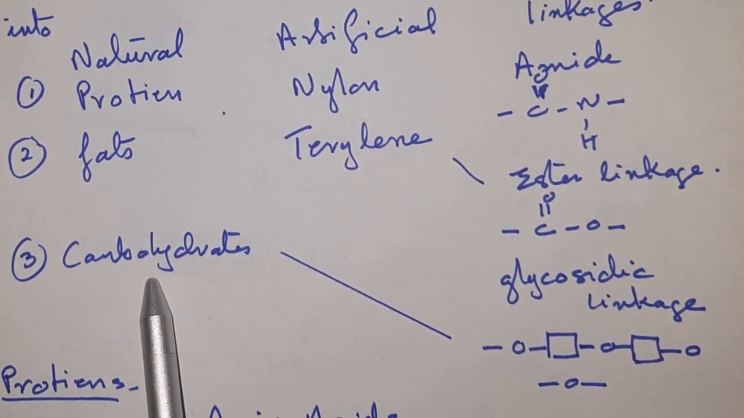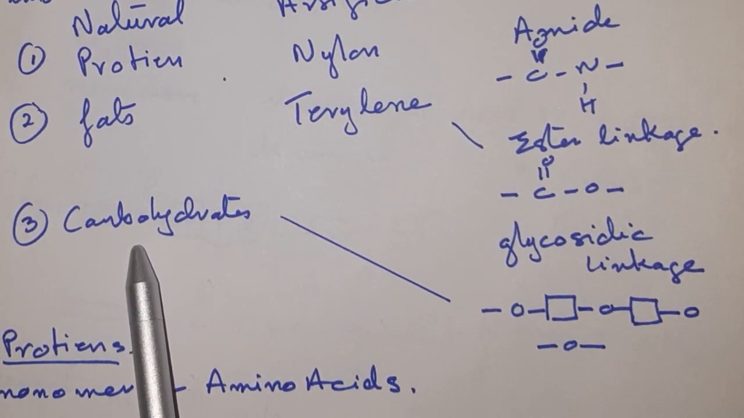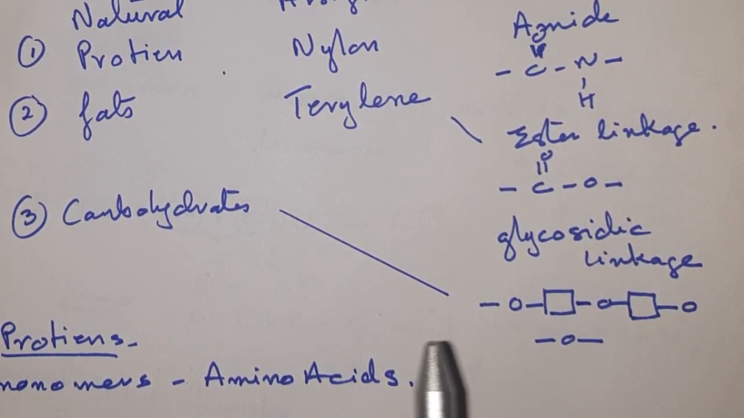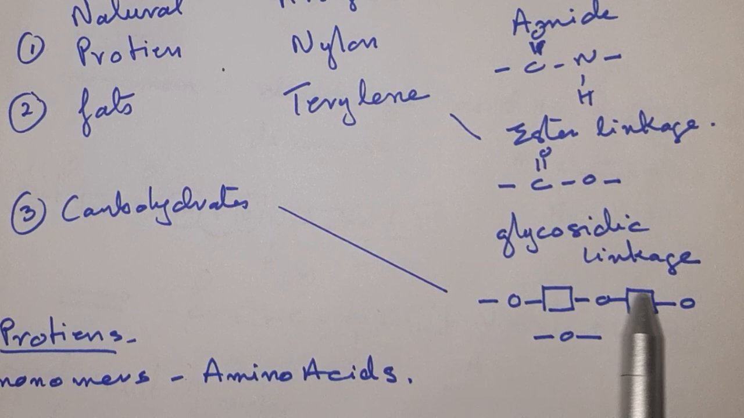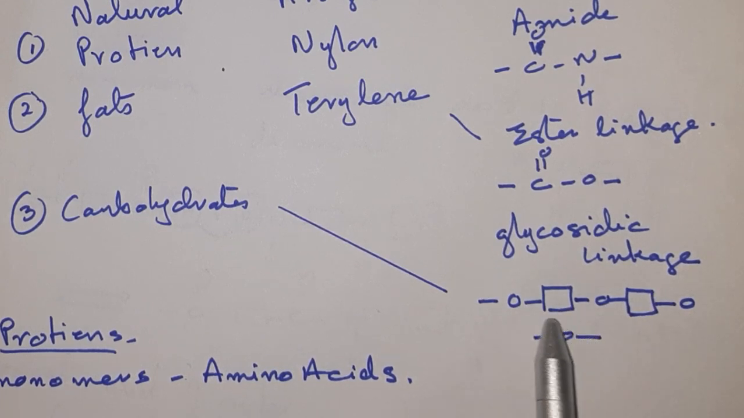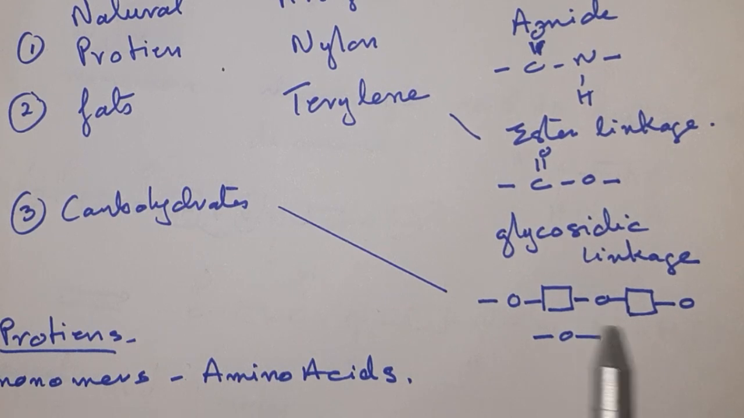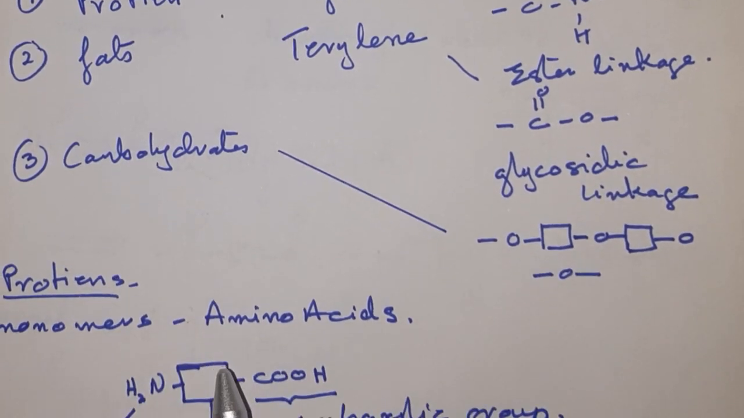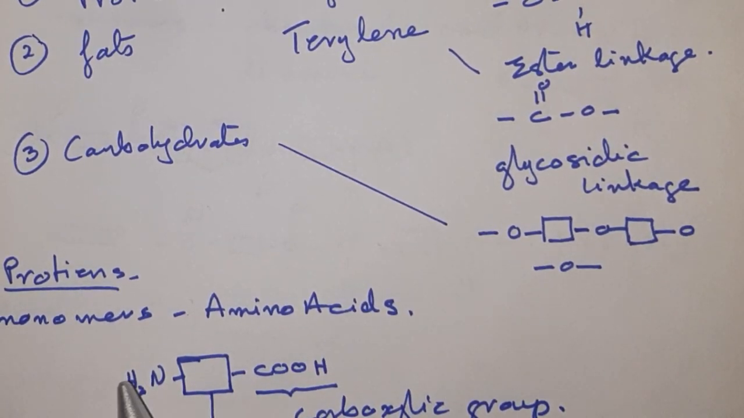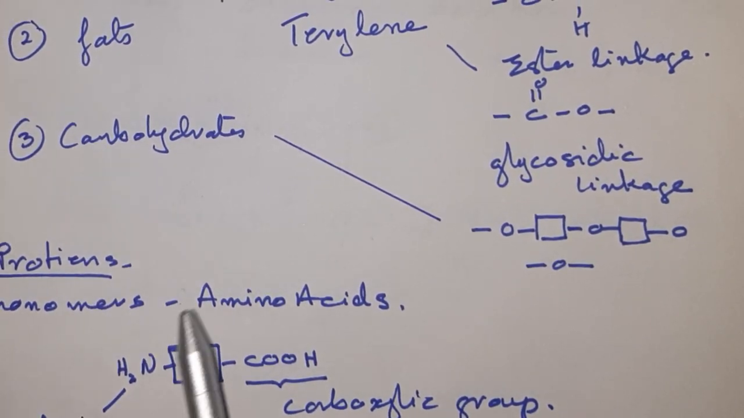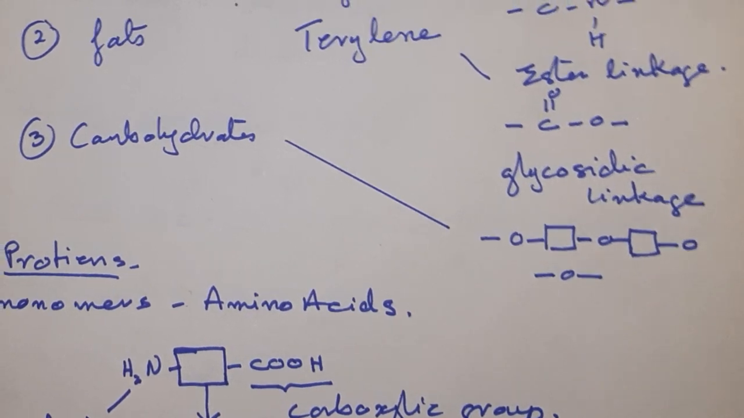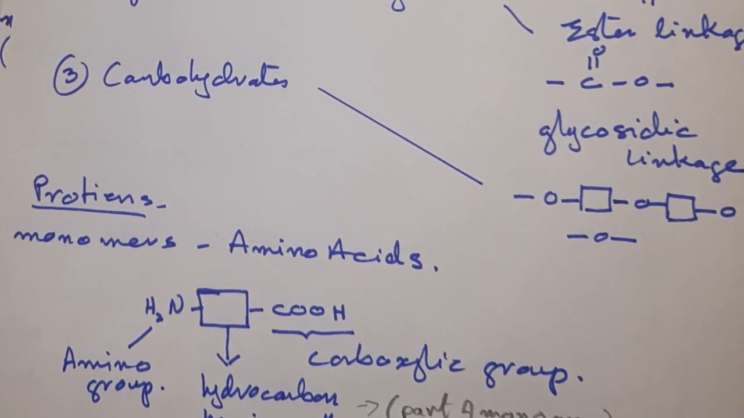Then we have carbohydrates. Carbohydrates are natural, and glucose molecules are linked together, condensed together like this, and these are the oxygens in between, and this is the glycosidic linkage. Now we come to study one by one. First of all, we are going to study proteins.